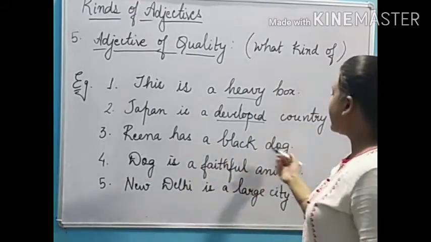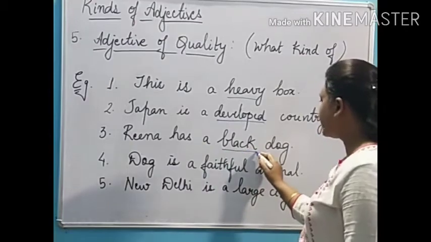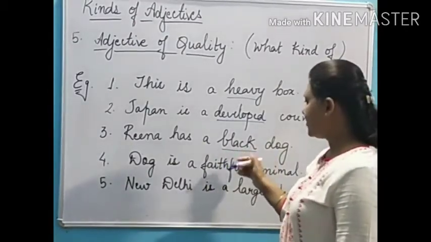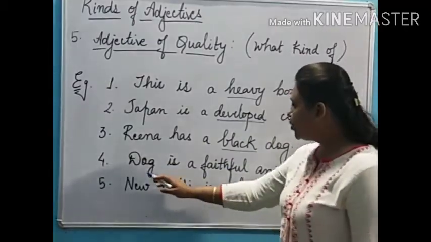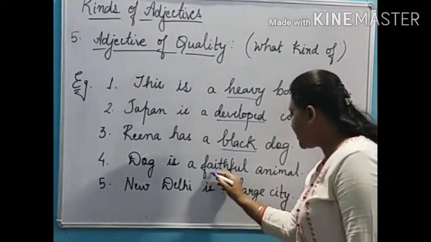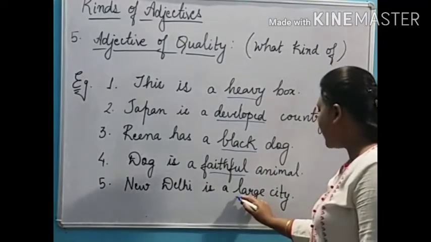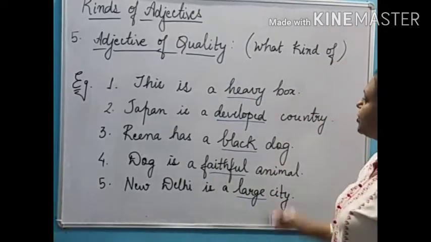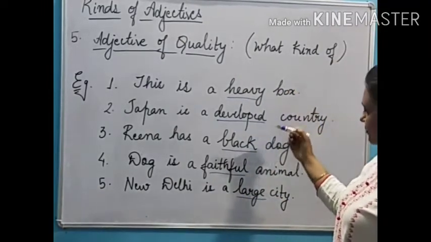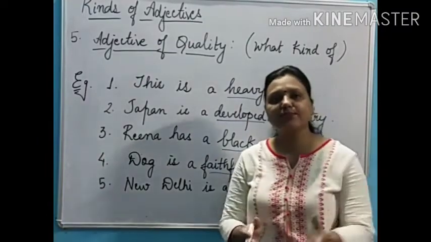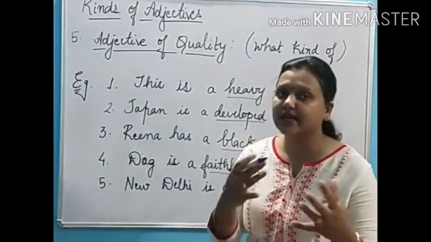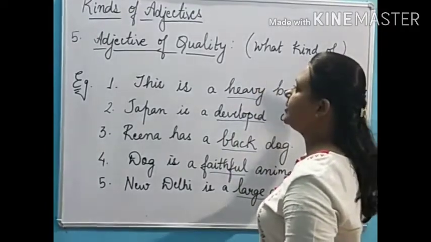Then Rina has a black dog. This color black, which color dog? Black. Black is adjective of quality. Dog is a faithful animal. Faithful, telling the quality of the animal. And New Delhi is a large city, large. So heavy, developed, black, faithful and large. These are the examples of adjectives of quality because they are telling us what kind of.